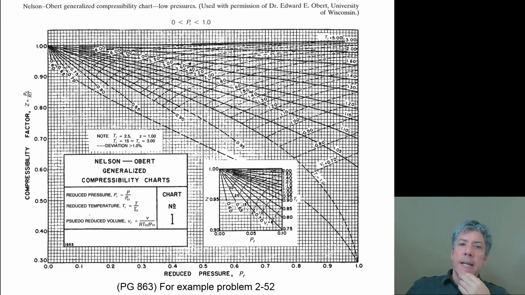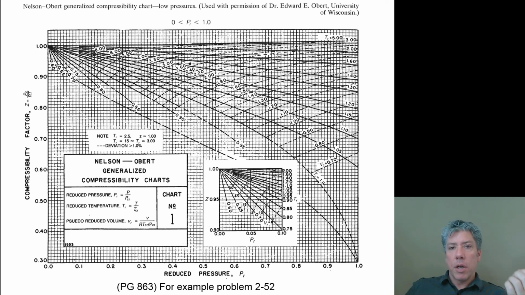Actually, it works fine. What you may not realize is everything on this chart is non-dimensional. So the reduced pressure is total pressure over critical pressure, non-dimensional. The reduced temperature is absolute temperature over critical temperature, non-dimensional. The compressibility factor, even though it's PV over RT, PV has the same dimension as RT, and so if you use consistent units, you end up with a compressibility factor that is non-dimensional. Same thing for pseudo-reduced volume. Okay? So this is a non-dimensional chart.